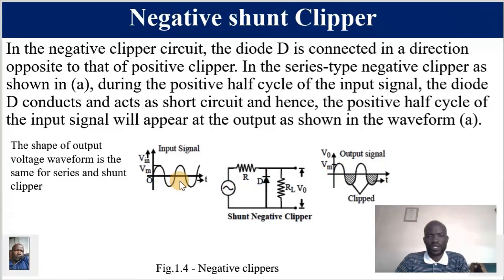So for all these negative inputs, the output will be 0. That's the operation of a negative shunt clipper. This calls for your electrical engineering technology or circuit theory that the voltage across a parallel circuit is the same, and this is the concept that we are using.